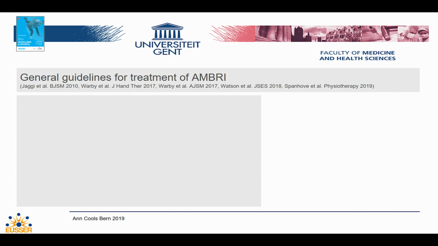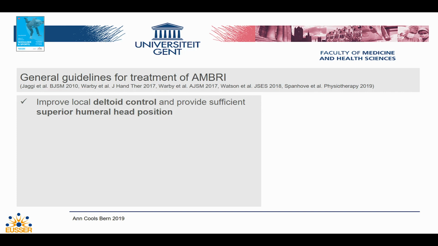Now, when we look at the general guidelines for the treatment of multidirectional instability, we are told to improve local deltoid control and provide sufficient superior humeral head translation, because all these patients have a humeral head that is too far inferior. We should focus on scapular upward rotation, because most of them have too much downward rotation. For the safety of the patient, we can start with low-load closed chain exercises, and low-load means not too much body weight on it, but enough to have some approximation in the joint. And we should provide approximation in the joint during open chain exercises. And then the question is, how can we do that?